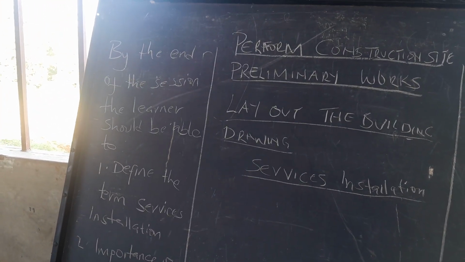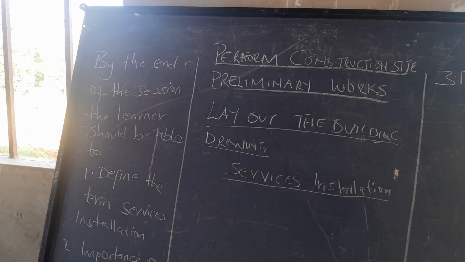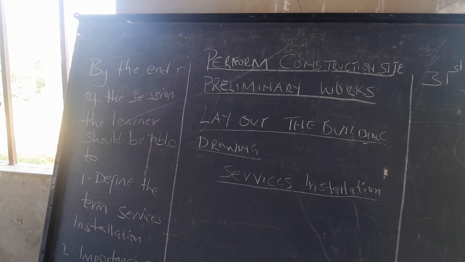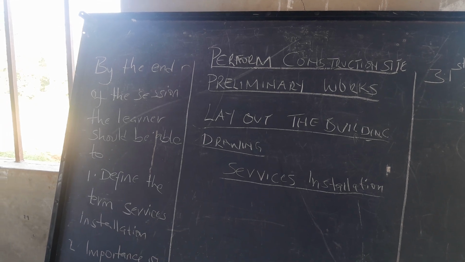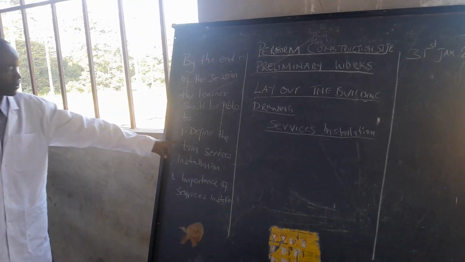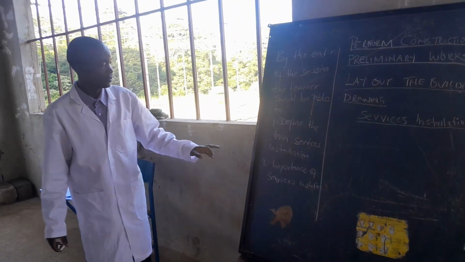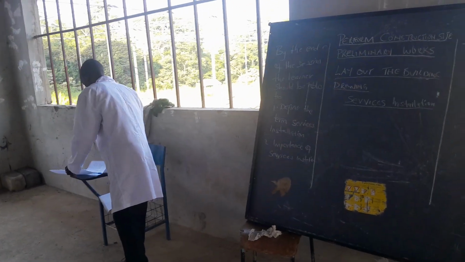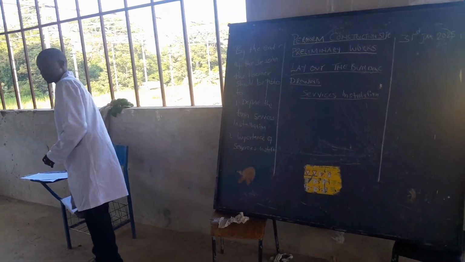So our unit of competence, perform construction preliminary works. Session title, layout the building, drawing, then services installation. So by the end of the session, you should know how to define the term services installation and the importance of services installation. Now write something.